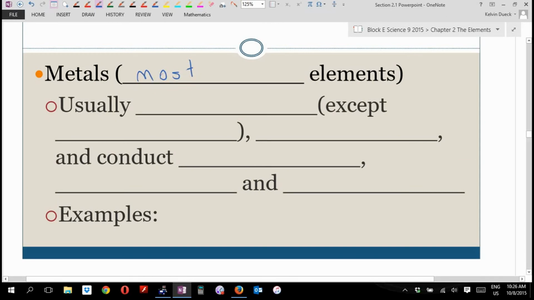Most elements are usually hard at room temperature. They're usually solid. There is one exception. There is one metal that is a liquid at room temperature. For a candy, does anybody know what it is?